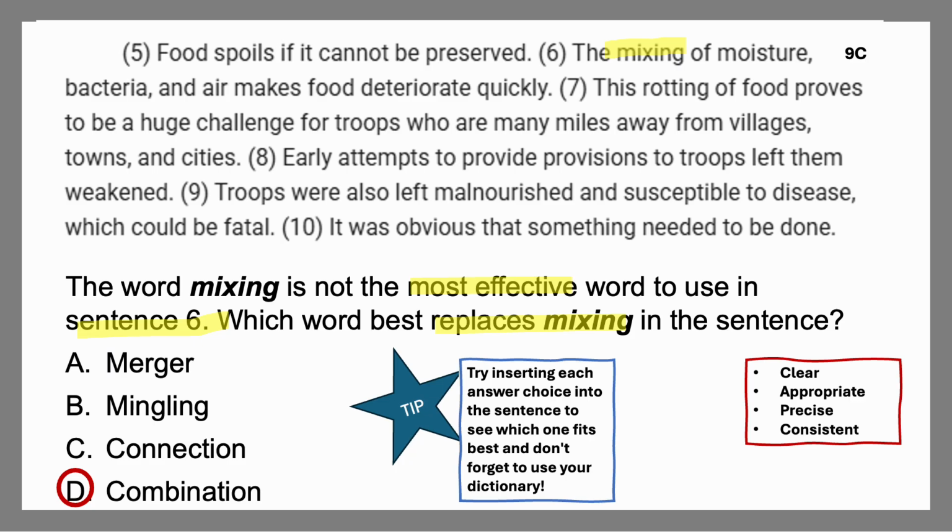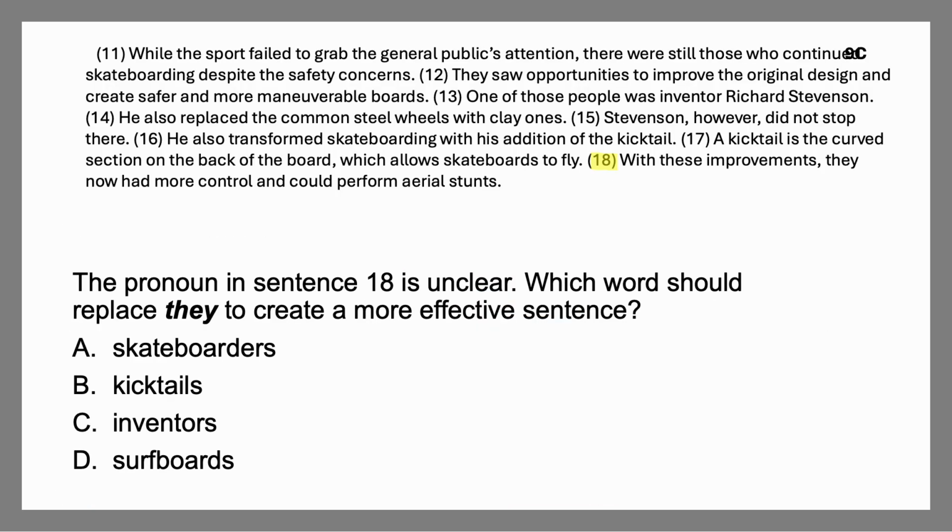A connection. So the connection of moisture, bacteria, and air, it kind of goes on a tangent, or it's not the same as mixing. Like a connection and mixing are two different things, right? We're getting away from the intent of that word, the intent of that sentence by choosing connection. And what we're left with is combination. And you can check in your dictionary and see, sometimes you'll see some words for synonyms that will kind of help you out as well. You'll see mixing and combination are very similar. All right, let's look at the next one.